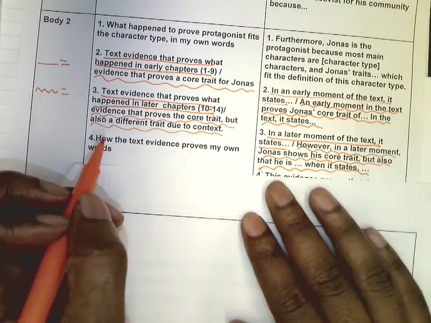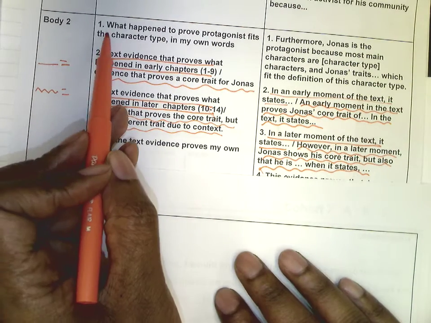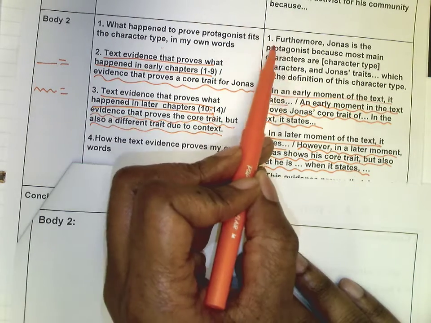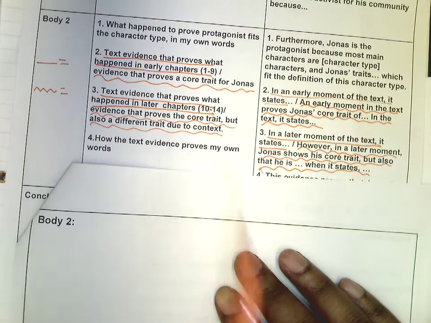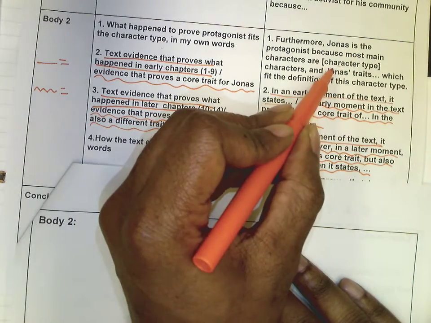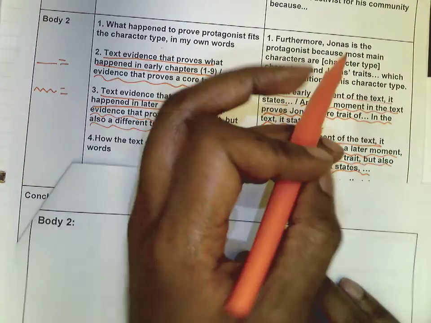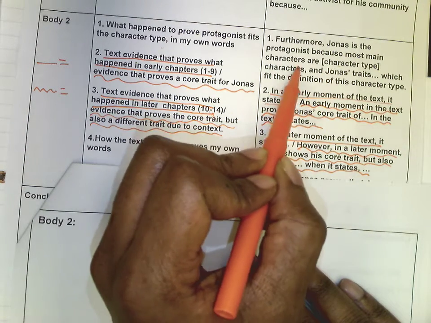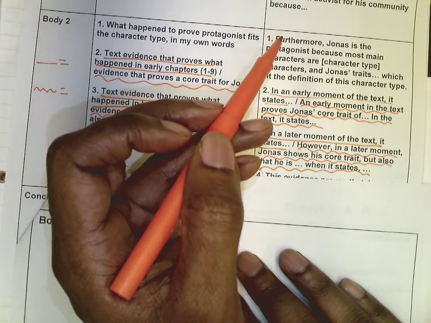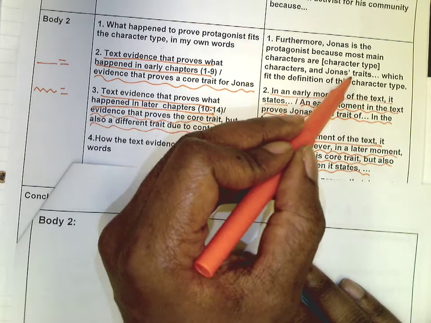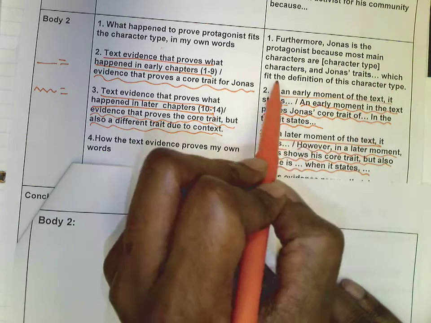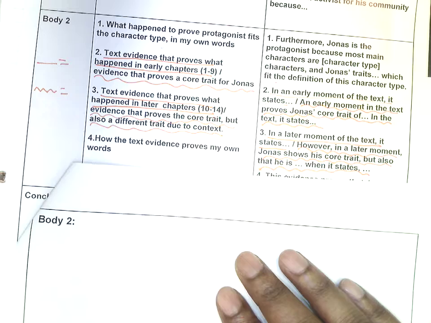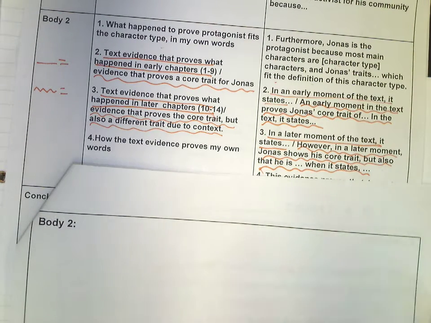But similar, you'll do the same thing. So for 1, I need to make sure I begin with what happened to prove the protagonist fits the character type in my own words. So here I will have my furthermore, Jonas is the protagonist because most main characters are, and then whatever you put here in your intro, you're going to put here. So if you said dynamic, you'll write dynamic. If you said round, you'll write round. So most main characters are whatever character type. And Jonas's traits, what's the trait which fit the definition of this character type? And you kind of just go through. So just follow the same format and cross off the way that is, all right?